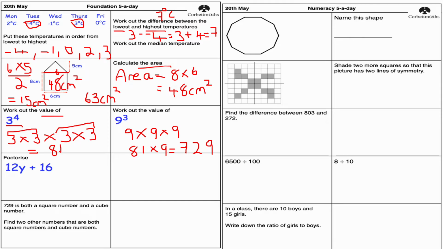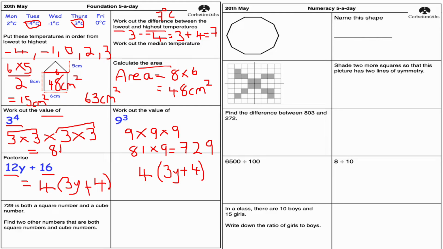Next question, guys. Factorize 12y plus 16. Well, it's a single bracket. The highest common factor of 12 and 16 is 4. That's the biggest number that goes into both with no remainder. 4 times 3y is 12y, and 4 times positive 4 is positive 16. So the answer we get is 4 brackets 3y plus 4, or 4 brackets 4 plus 3y. Either way is going to give you the same answer.